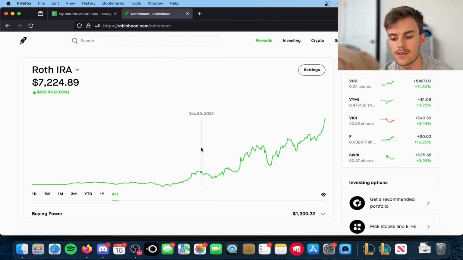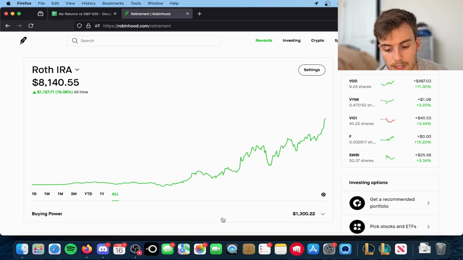As you can see, guys, there is decent growth in this portfolio so far. We're up 10% in the last 3 months. We're at 16% now.